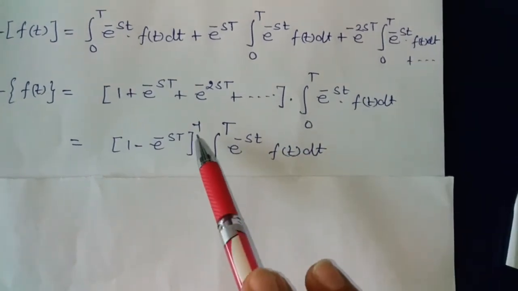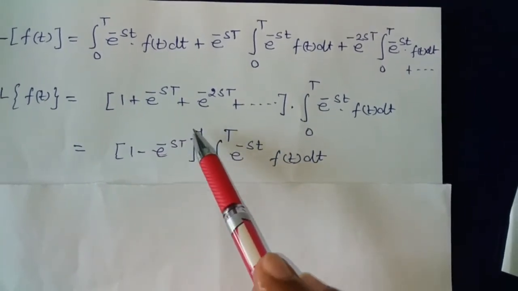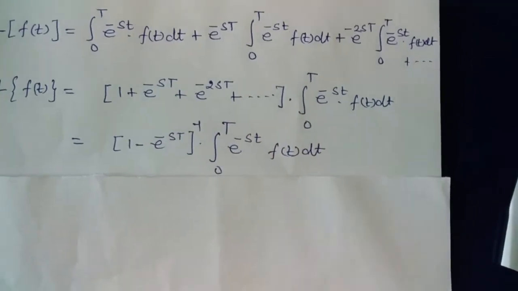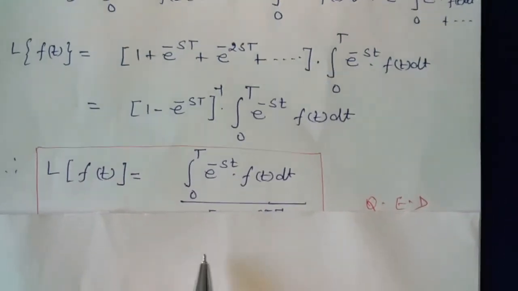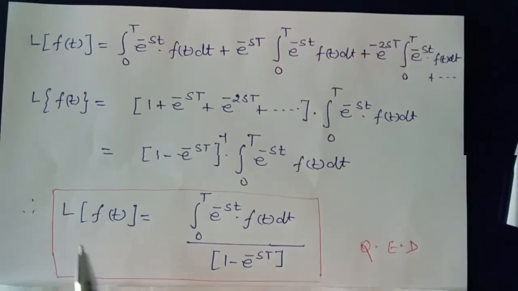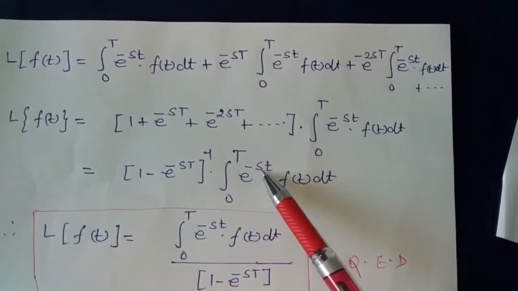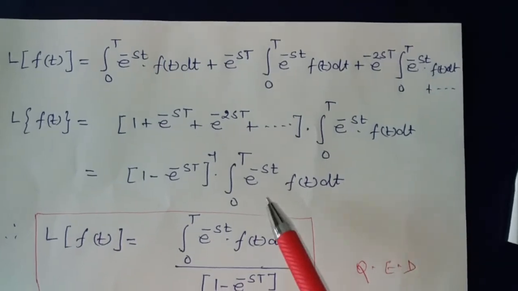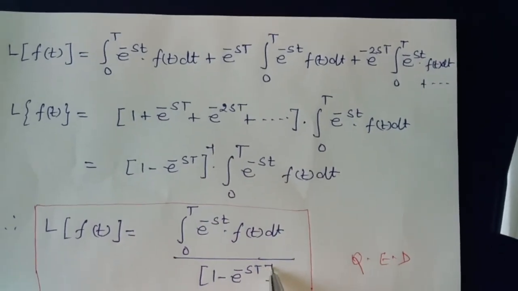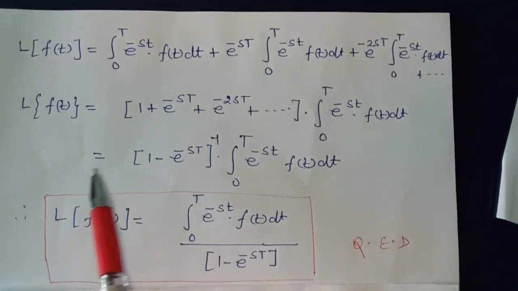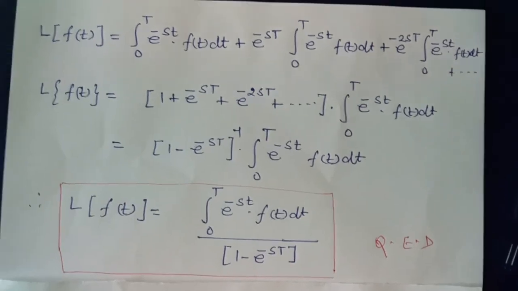Now we transfer this term to the denominator because of the inverse power, and we get the Laplace transform of f(t) is the integral from 0 to T of e raised to minus st into f(t) dt divided by 1 minus e raised to minus sT. So this is the Laplace transform of a periodic function.